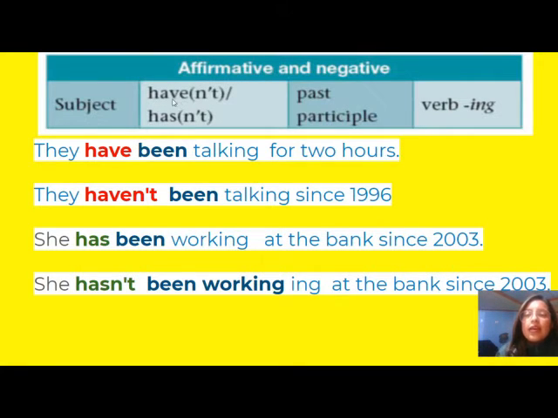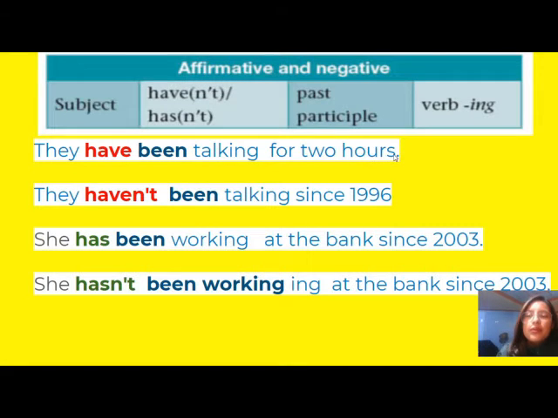¿Okay? Now, in negative is the same. ¿Okay? Pero ¿cuál es la diferencia? You have to change the verb have or has in negative. Hasn't or haven't. Okay, with contraction. Okay, let's start with this. They have been. Please continue with the reading.